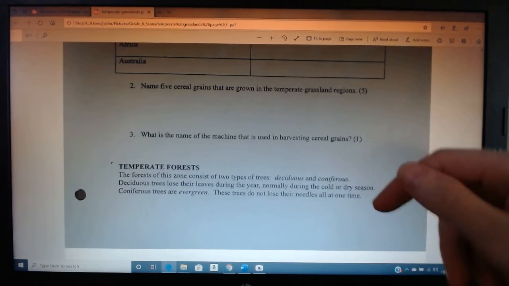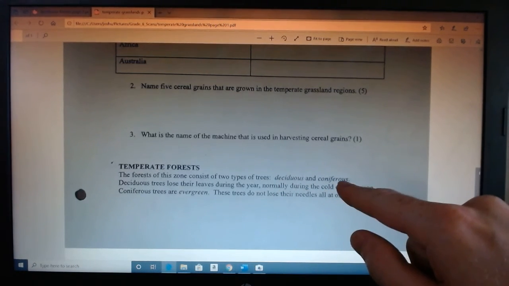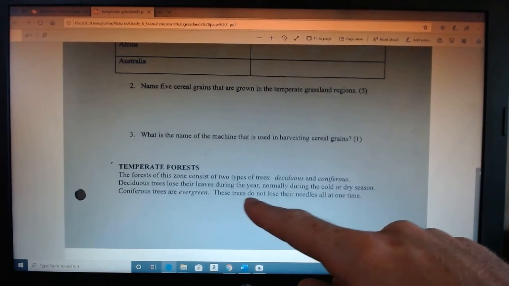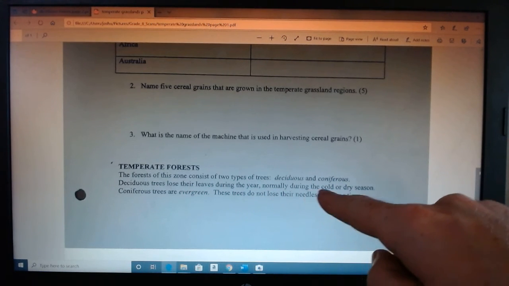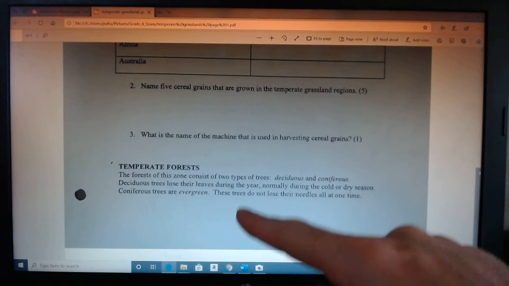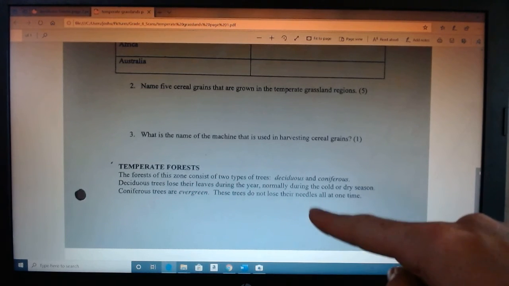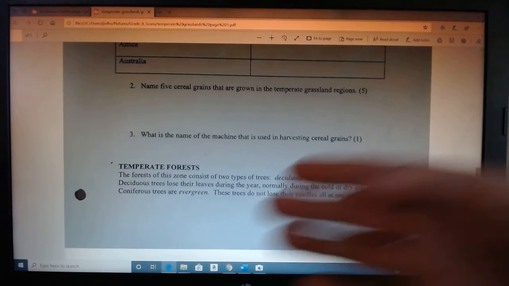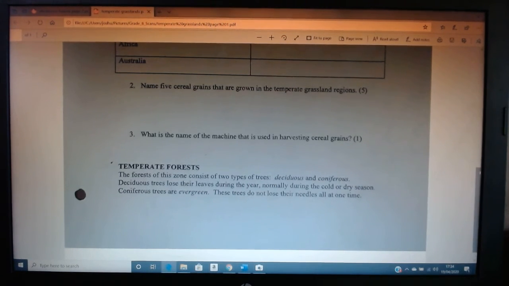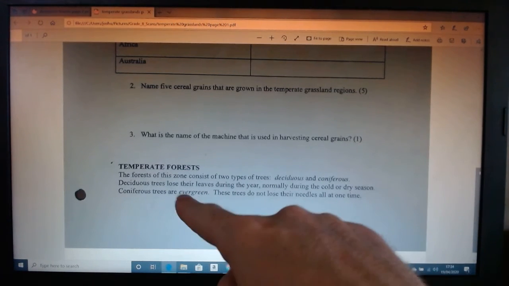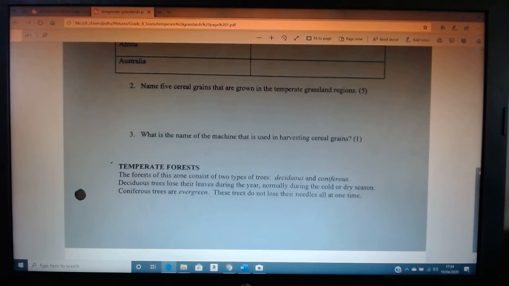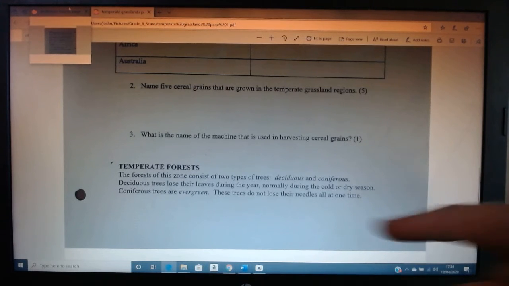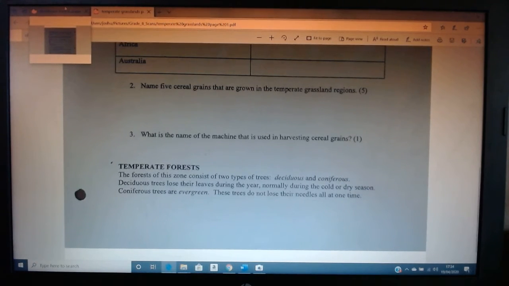Temperate rainforest, okay? Can be deciduous or coniferous. Deciduous trees lose their leaves during the year, normally during the cold or dry season. Coniferous trees are evergreen. They do not lose their needles or leaves all at one time, okay? Yes, the coniferous do drop leaves all year round, but the deciduous trees in fall and winter lose all of their leaves in one big go, okay? So you can make a little note of those bits there. Everything else on that page we've already done.